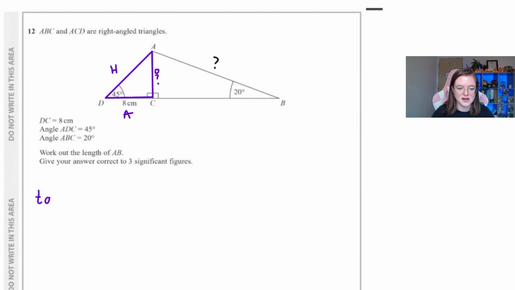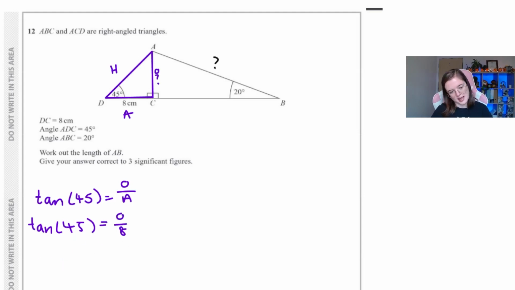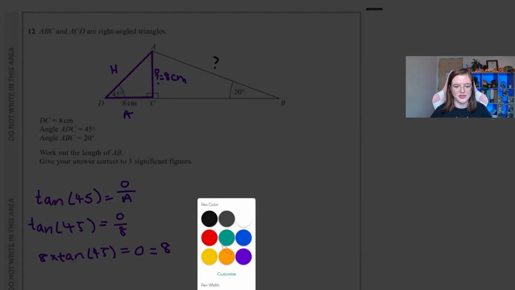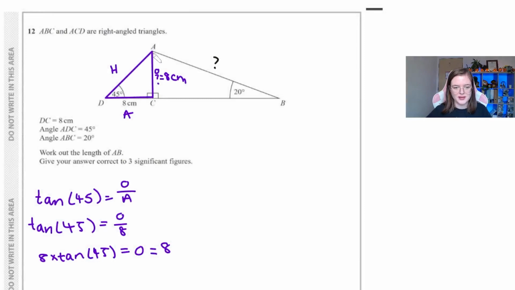So we then have tan of 45 is equal to opposite over adjacent. So therefore tan 45 is opposite over 8. So if I times up by the 8 to get opposite on its own, I get 8 times tan 45, which is opposite, which is 8. Well, would you look at that? Easy peasy. 8.